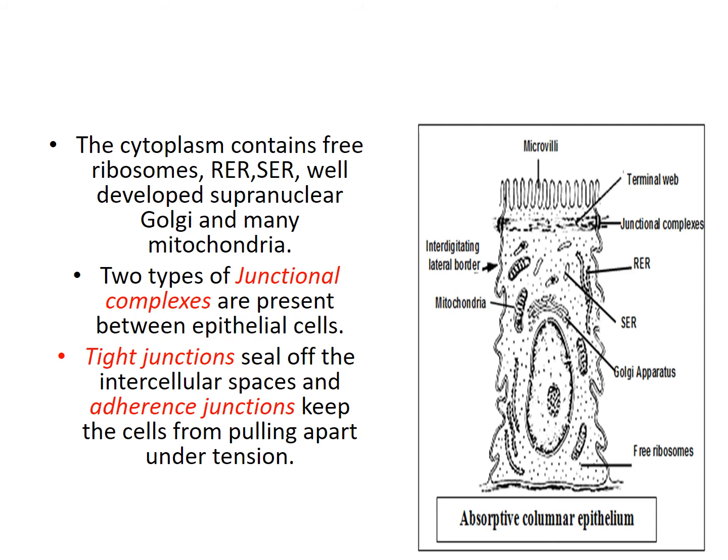There are two types of junctional complex present between epithelial cells. The first type is tight junction, and the second is adherens junction. The function of tight junction is to seal off the intercellular space. What is the meaning of seal off? Close firmly the intercellular space. And the adherens junction keeps the cells from pulling apart under tension. Pulling apart means separation.